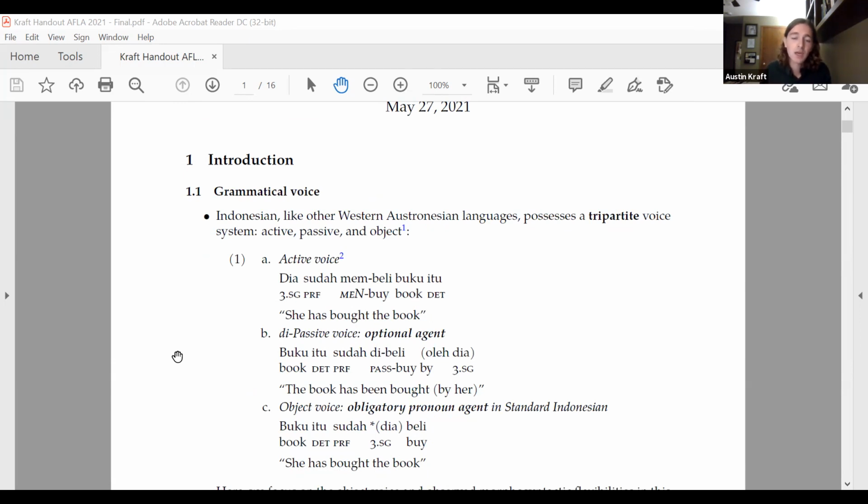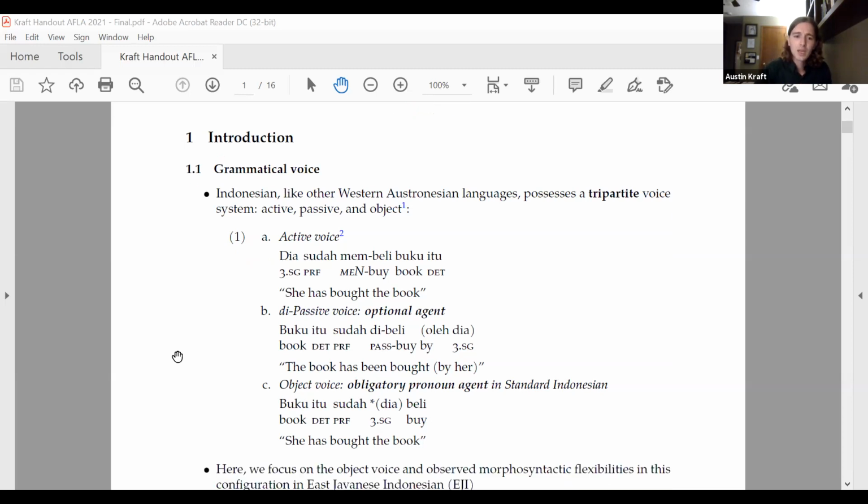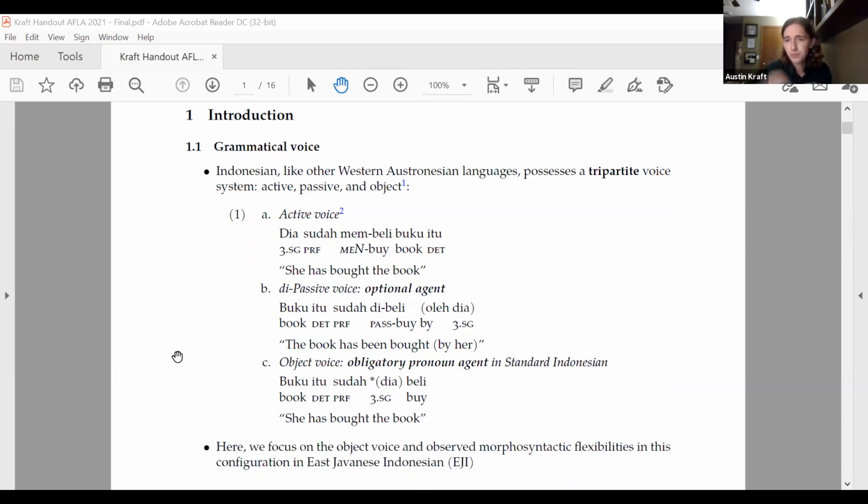what I will refer to as the object voice in this talk, sometimes referred to as passive type 2, objective voice, and several other names, with a sentence like buku itu sudah dia beli, where we have an obligatory agent in standard Indonesian, and it obligatorily is a pronoun. So this talk is going to home in on the object voice and these perceived flexibilities in the morphosyntax of the object voice in speakers of East Javanese Indonesian.